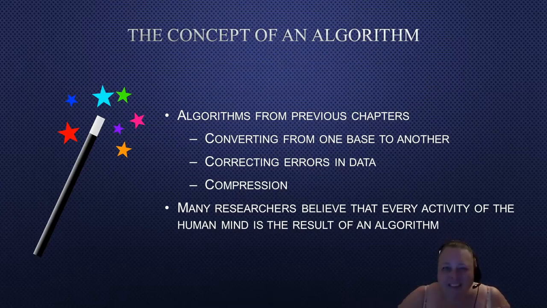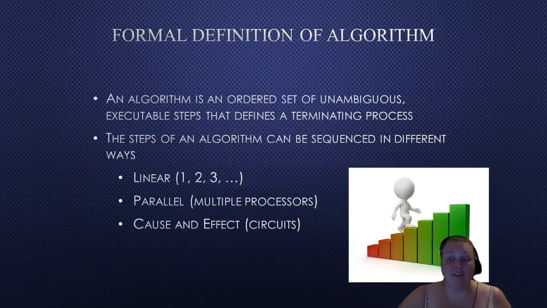So let's finally get ourselves to an official definition of what an algorithm is. An algorithm officially is an ordered set of unambiguous, executable steps that defines a terminating process. A lot of big words, but we're going to break it down super, super simple. One thing to notice is that your steps need to be ordered. Okay, there has to be some kind of order to these steps. The other thing to notice is that it has to have a terminating process. So it has to have an end. There has to be some kind of agreed upon point when I actually complete and finish.